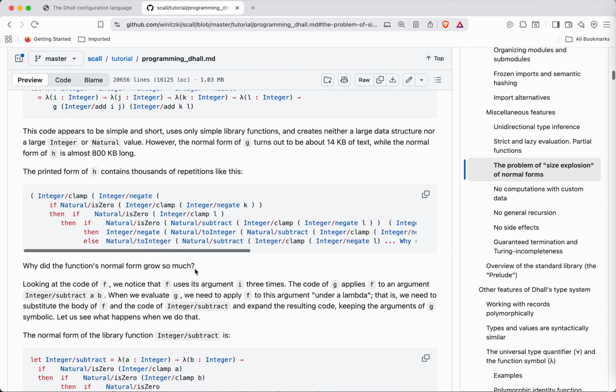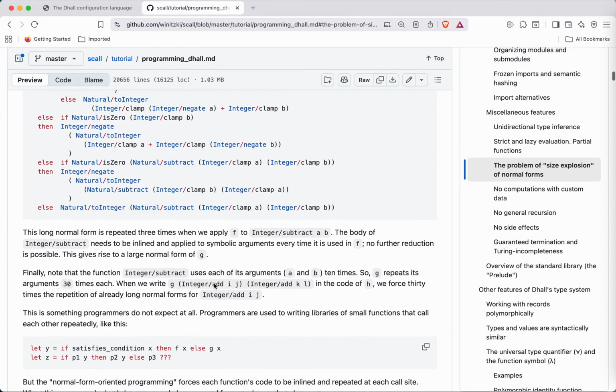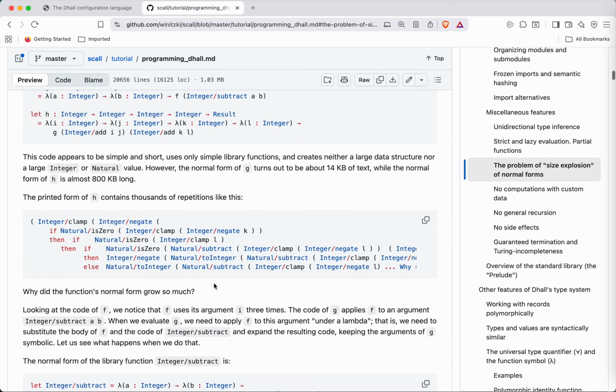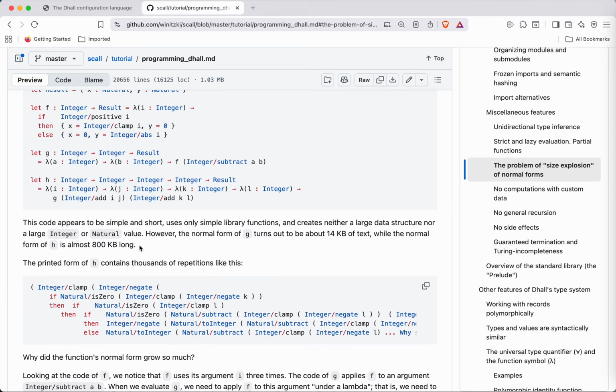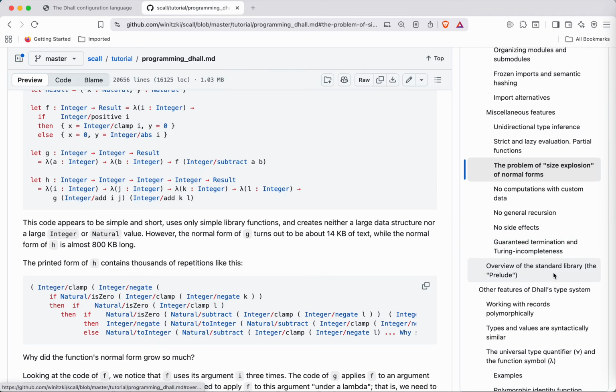And this is a problem because sometimes the normal forms become very, very long, and it becomes very slow to work with them. It takes a lot of memory, time, and could even crash the system if the normal forms become too large. So this is an interesting feature of this normal form-oriented programming that is unusual, and I spent some time talking about it. And I hope that the future evolution of the Dhall language will fix this problem to some extent. And there are some discussions about how to do that.